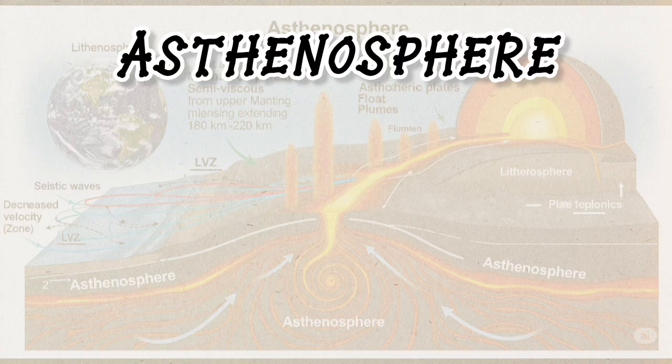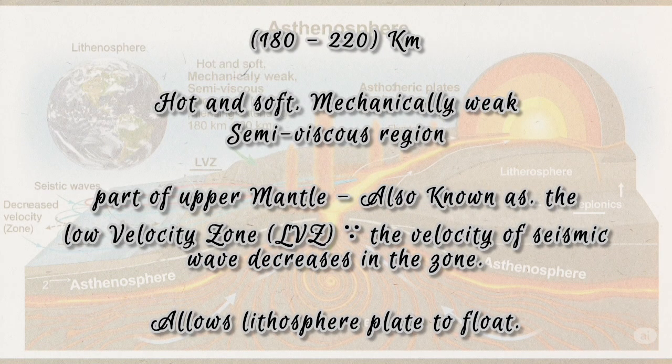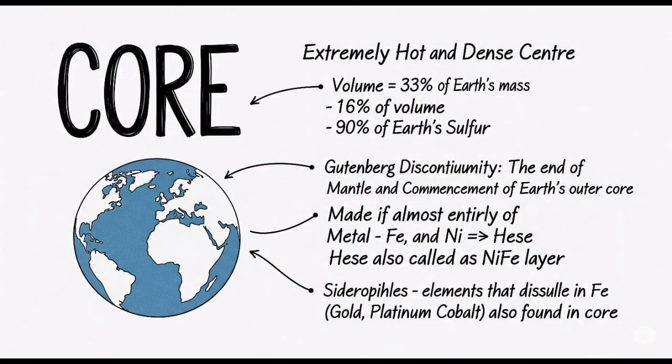Now the asthenosphere, the hot and soft, weak, ductile and semi-viscous region. The seismic waves decrease in this zone, and it also allows the lithosphere to flow. Now here comes the core, the third main layer, an extremely hot and dense center.